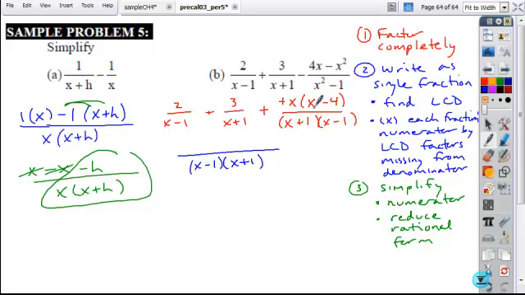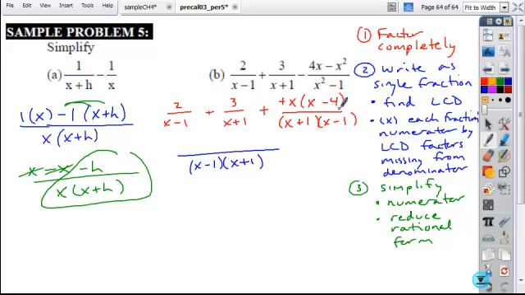We look at our final fraction. We need a factor of x plus 1, which we already have, and a factor of x minus 1, which we already have. So you don't need to repeat them unless there are multiple occurrences of that particular factor in the same denominator. So here's our LCD.